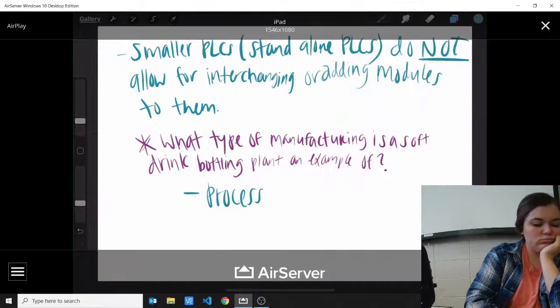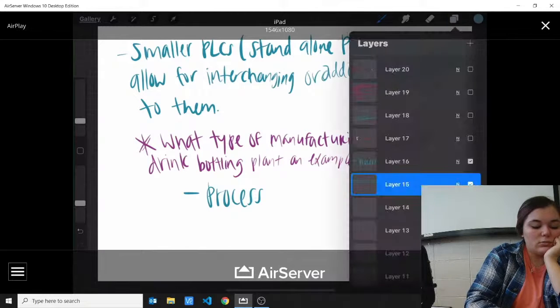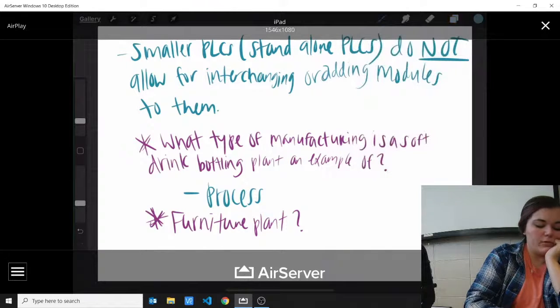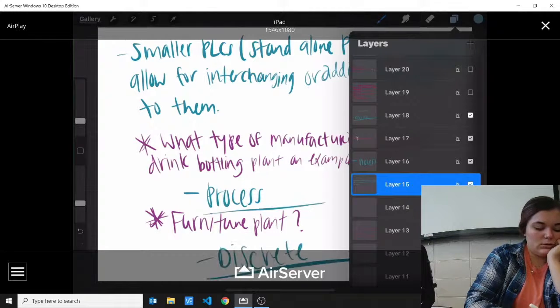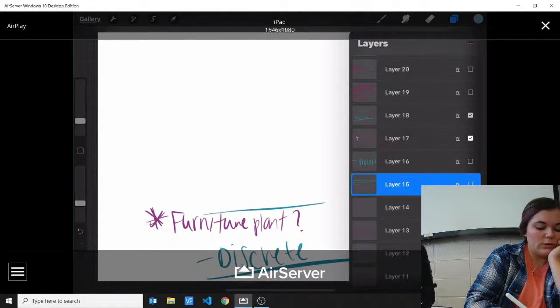Process. So that would be process manufacturing. So what would an example of a furniture plant be? That would be Discrete. Yes. So you can kind of get the gist of it, like process or consumable goods. So just try to remember that because it might be on a quiz or something.